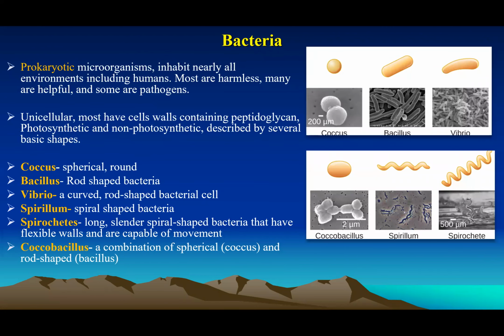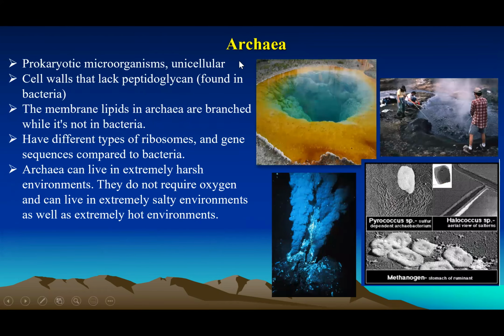So let's look at some of the microbes. Here's archaea. Archaea live in very harsh environments like a geyser or a bubbling mud pot here, or like a hot water geyser here. So they are prokaryotic and they are unicellular. They do not have peptidoglycan. That's why they are in a different domain called archaea.